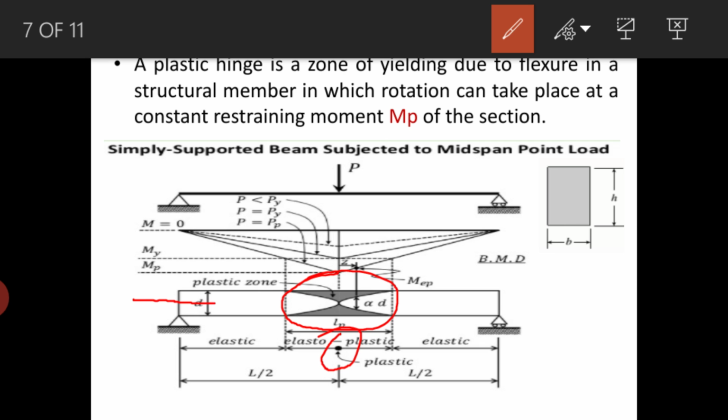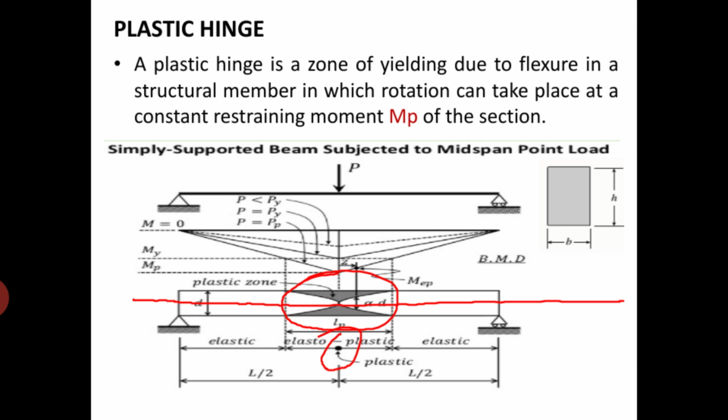If you take this as the central axis, from both sides, from the compression as well as from the tension zone, all the fibers have yielded, and at this particular point a hinge has formed because of the yield. And what happens because of the hinge formation? A plastic hinge is a zone of yielding due to flexure in a structural member in which a rotation can take place at a constant restraining moment Mp of the section. Here the rotation will take place at a constant moment, and that moment is called the plastic moment.